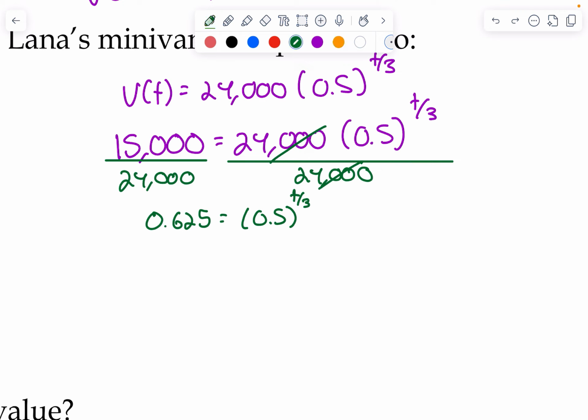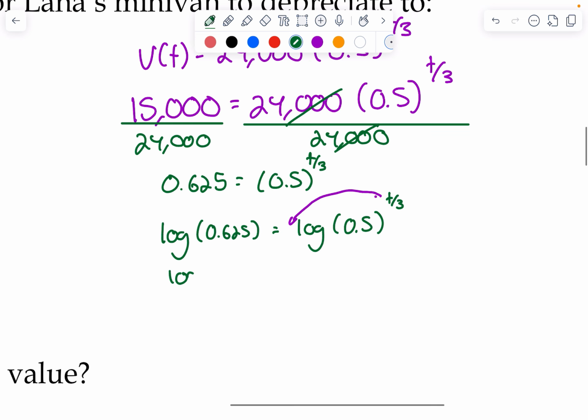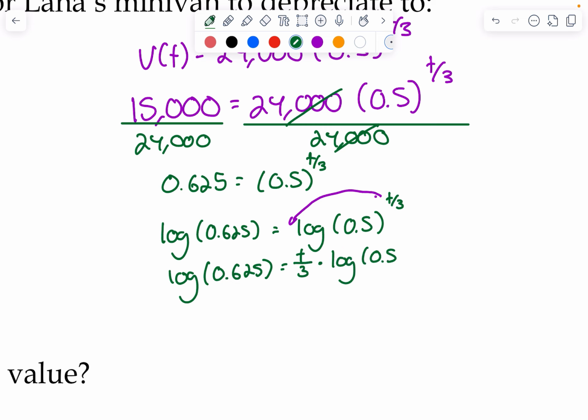I'm going to run out of room, so I'll do it on the next line down. 0.625, I'm going to apply a log to that. And I'm going to apply a log to 0.5^(t/3). And this allows me to take this exponent down in front. So I will get log 0.625 equaling t over 3, multiplying log 0.5.